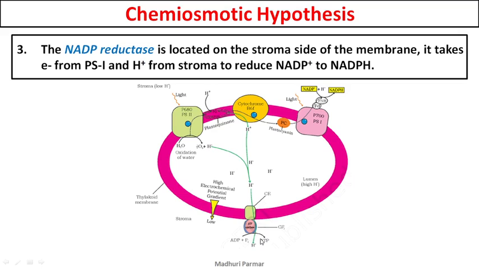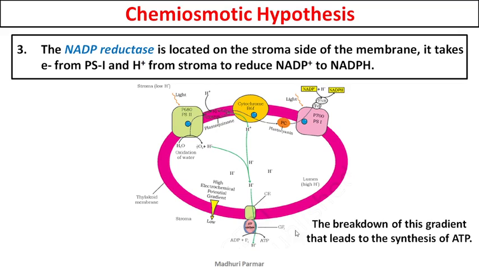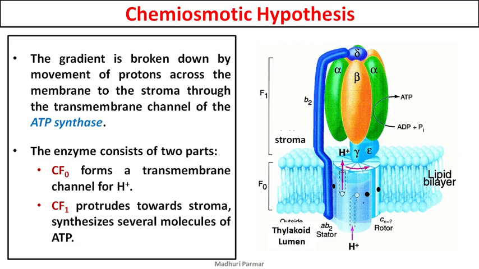The protein which converts this energy into synthesis of ATP is called ATP synthase. This breakdown of the gradient, from high concentration to low concentration when protons move, is the process which synthesizes ATP. This gradient is broken down by ATPase, or ATP synthase. Let us see the structure of this enzyme.